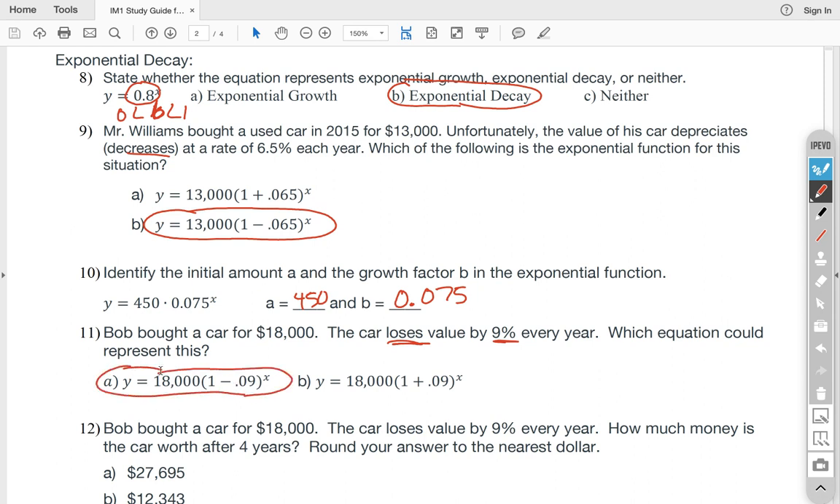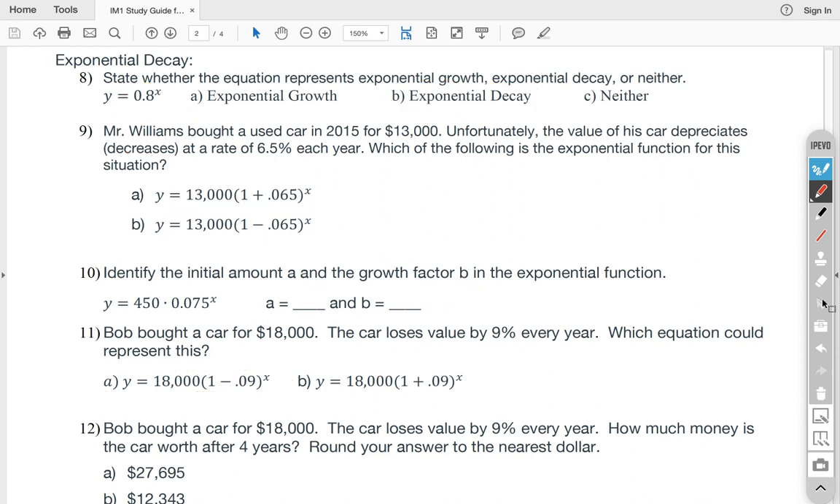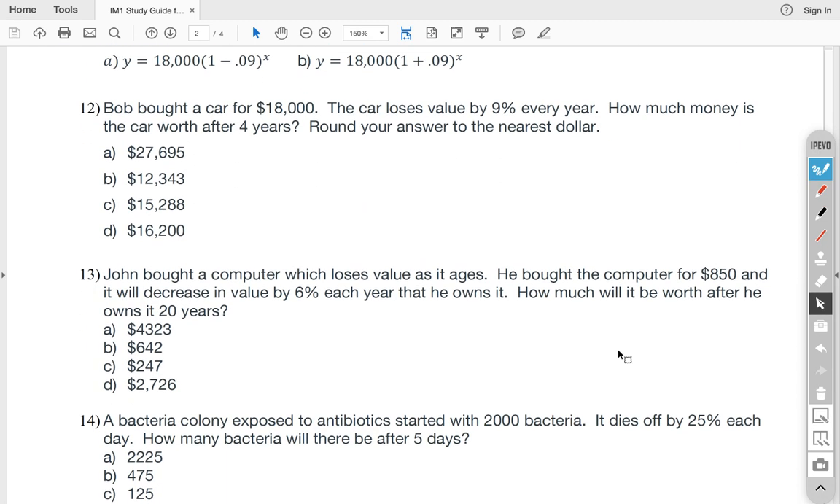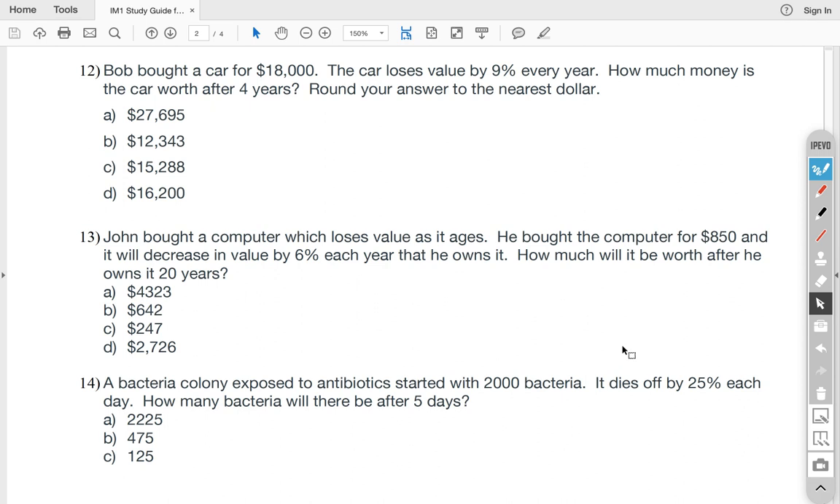All right, so 8 is B, 9 is B, 10 is 450 and 0.075, and 11 is A. All right, let's erase this and move on to 12. 12, 13, and 14. 12, Bob bought a car for $18,000. The car loses value by 9% each year. How much money is it worth after 4 years?